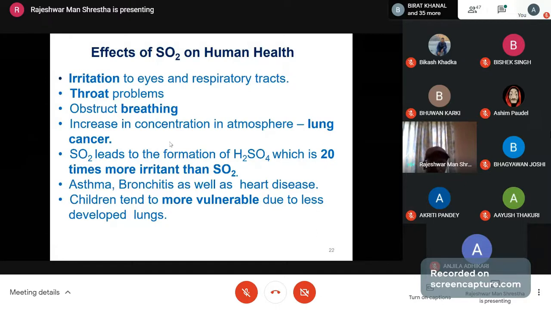And if SO2 gas is present, it will cause asthma and bronchitis as well as heart disease. And children are more vulnerable. Why? Children have less developed lungs.